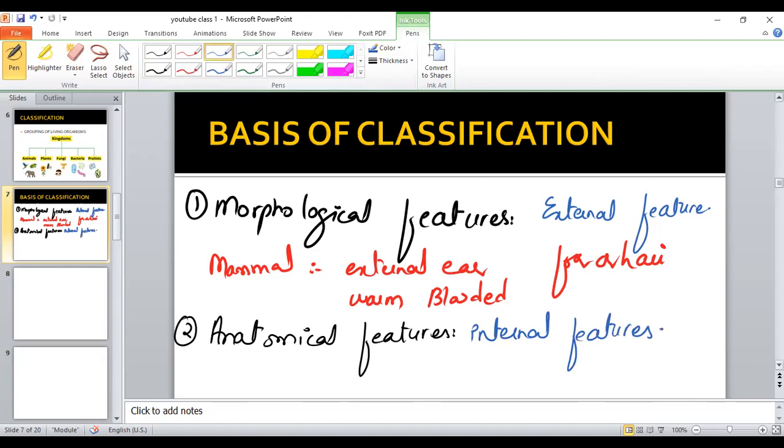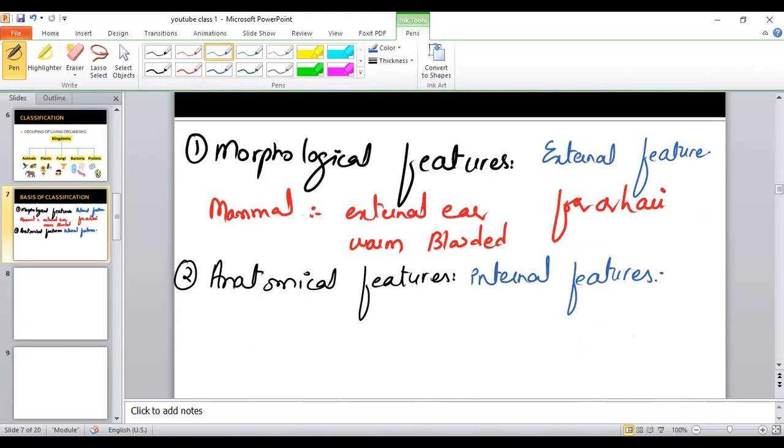So internal features, like we can observe that the heart of all mammals has 4 chambers. Then we are observing that the internal body parts, like we have liver, all other mammals also have liver. So these all are the internal features. Then in the last, we talk about genetic features, and these genetic features are giving us more information.